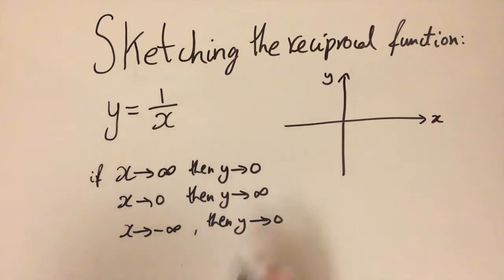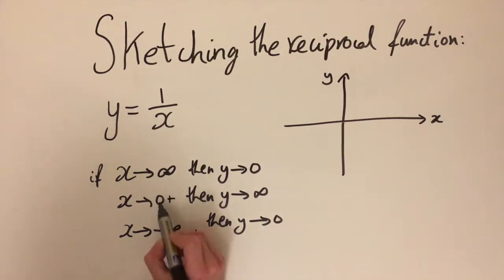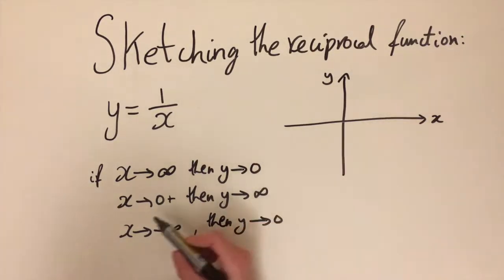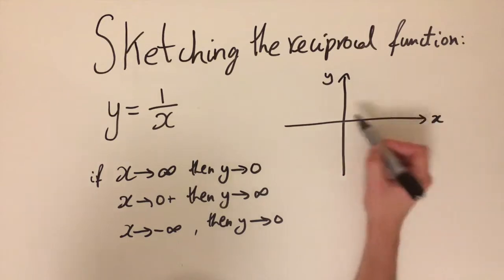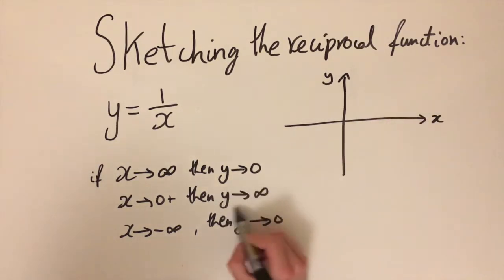I'm just going to make a little change here. I'm going to write a plus here to mean x is coming from the right. So it's always going to be a positive number, and it's going to go towards 0 from the positive direction. So we're going to get y to be a positive number.